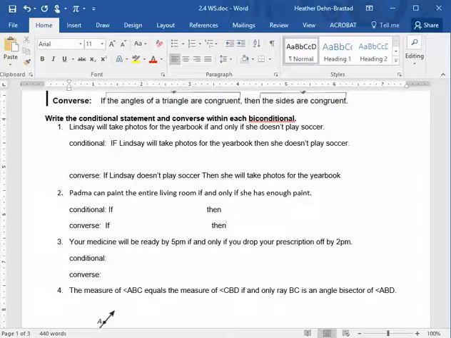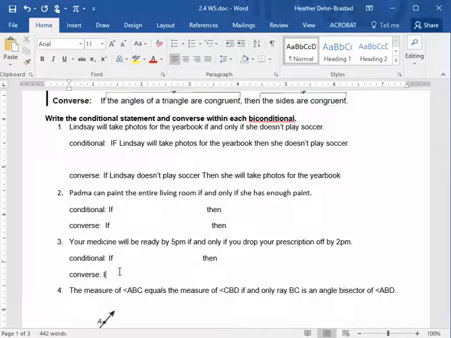So in number 2, if you wrote, if Padma can paint the entire living room, then she has enough paint. That's your conditional. Then the converse of that would be, if Padma has enough paint, then she can paint the entire living room. So both of these should work, and you will start each one with an if, and then in the middle of each one, you will put a then. So don't forget that. These are if-then statements, and they will each need an if-then.